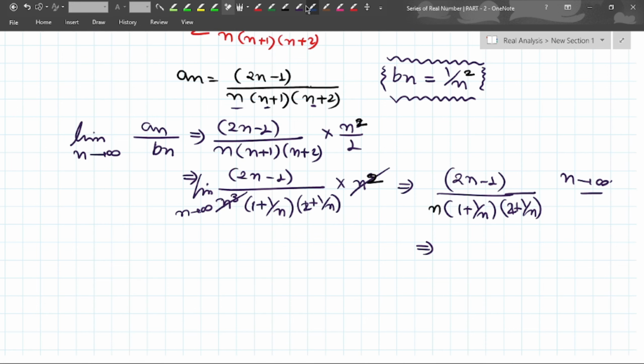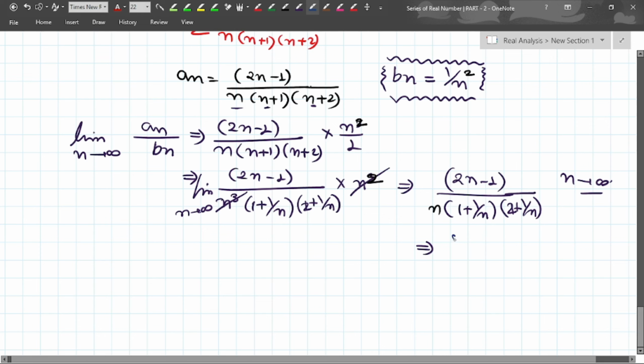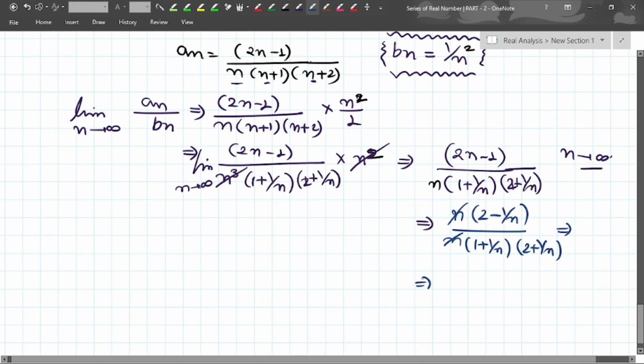Okay, I'll explain this question one more time. If it is n, then 2 minus 1 by n, and 1, 1 plus 1 by n, 2 plus 1 by n. Now n tending to infinity, it is going to be 2. This will go to 0, this is 1, and this is 2. So it will be 1 from here.